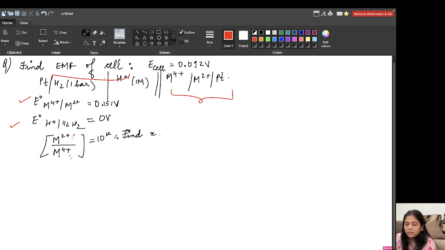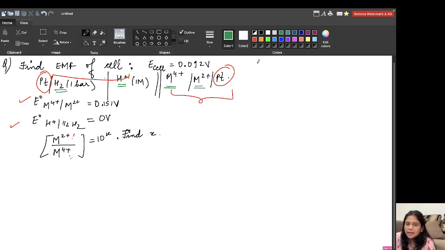What we need to find? We need to find the value of x. Now, how will we find it? First, write the reaction. Don't worry about these platinums written here. Platinum is just a reference electrode here. Just worry about this H2, H plus, M4 plus and M2 plus.